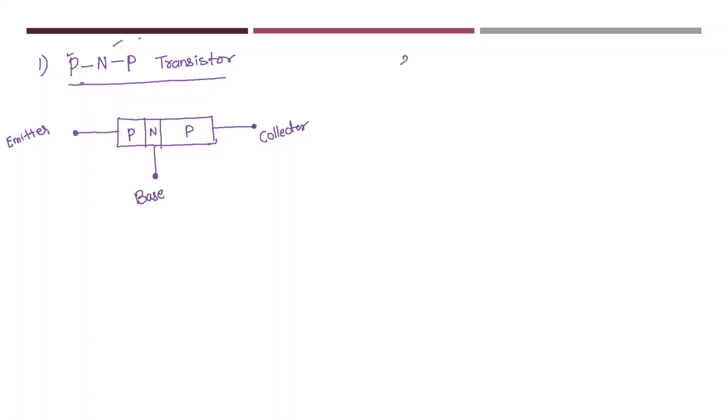Similarly, we have the NPN transistor. If I draw the schematic diagram for NPN transistor, it will be something like this. Again, it has three terminals. This terminal is emitter terminal, this terminal is base terminal, and this terminal is collector terminal. This is NPN transistor.